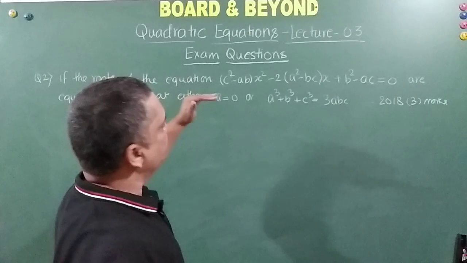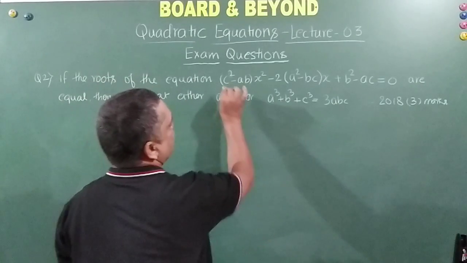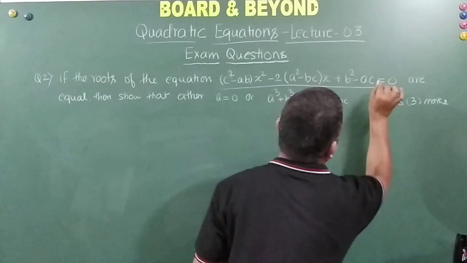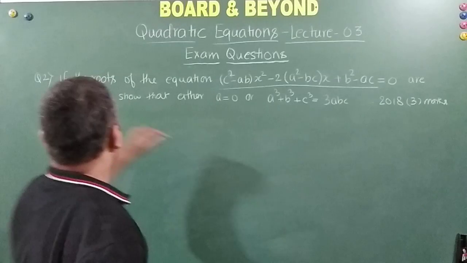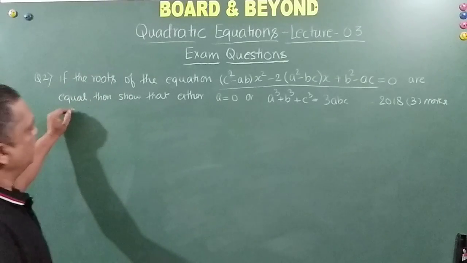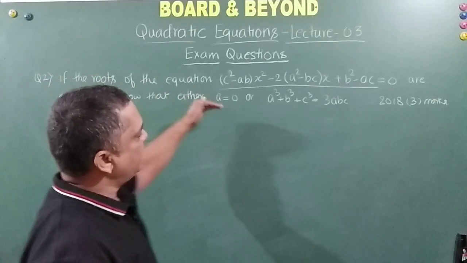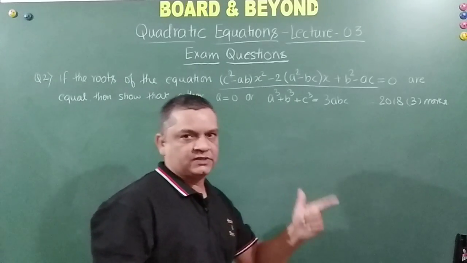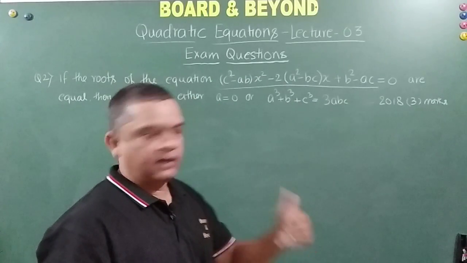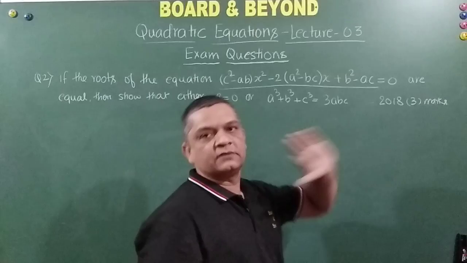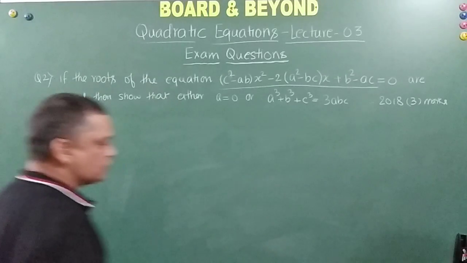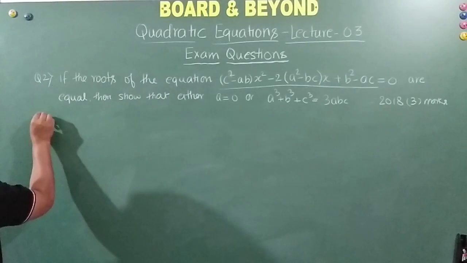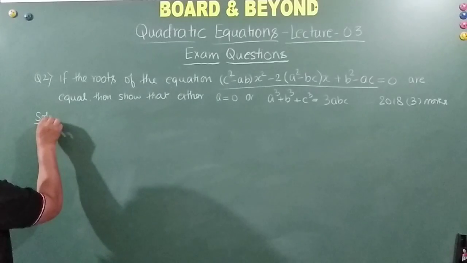If the roots of the equation, this quadratic equation which is given to us, are equal, then show that either a is equal to 0 or a cube plus b cube plus c cube is equal to 3abc. It appeared in the 2018 examination for 3 marks. Right, friends? So let us solve it. Solution.